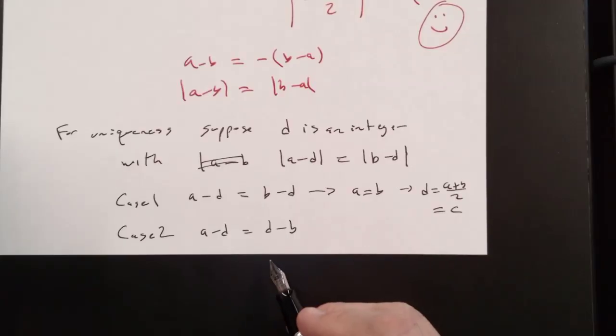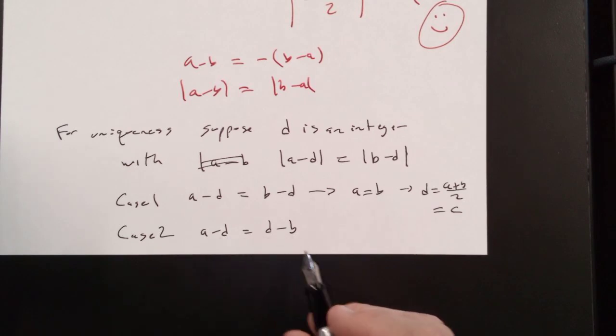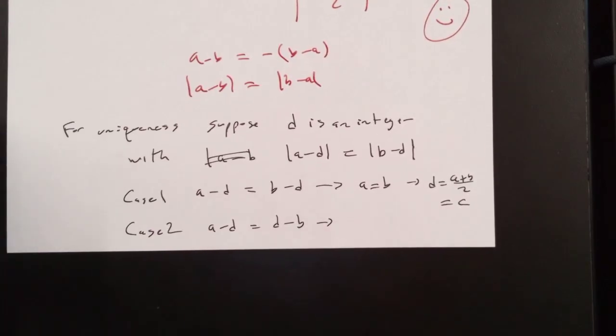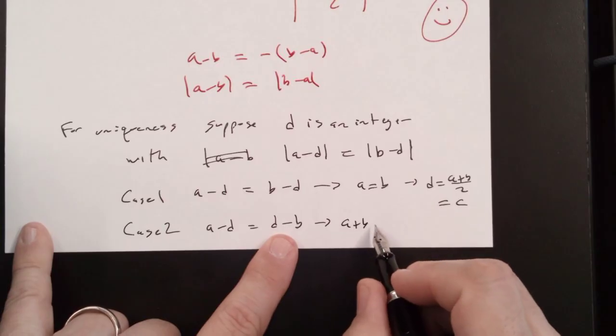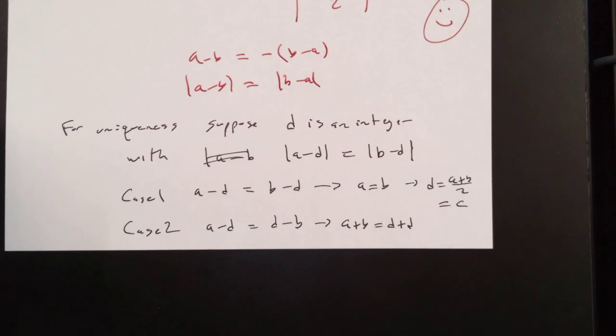What about down here? If A minus D is the same as D minus B, well then I'm going to move the things that are negative to the other sides. So this is the same as saying that A plus B is equal to D plus D. What's D plus D?